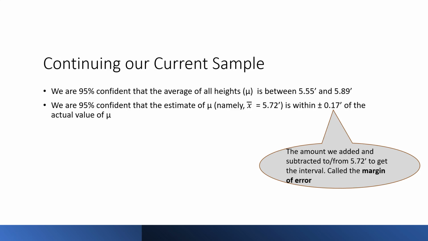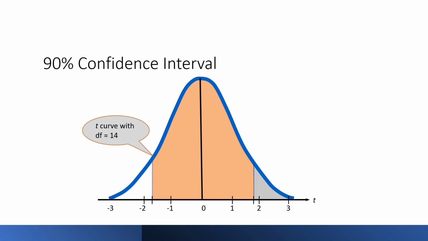Now let's look at calculating a 90% confidence interval. Remember with t-distributions, we have to define them based on their number of degrees of freedom. So we're going to stick with our 14 degrees of freedom. Since we have a 90% confidence interval, that means the area outside or not shaded in red is going to represent 10%.